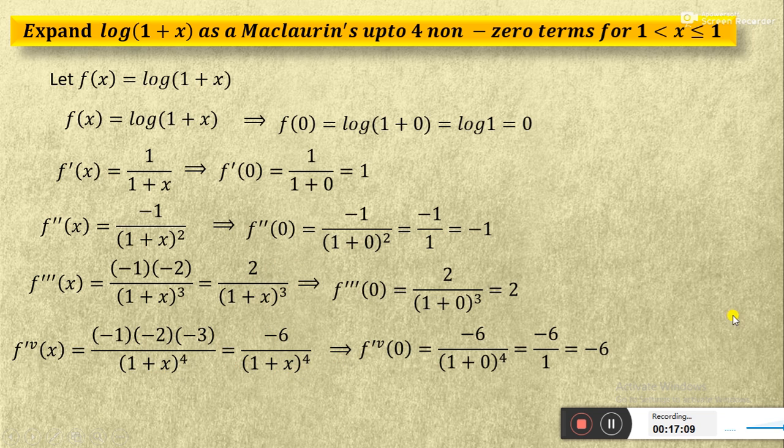Therefore the fourth derivative of 0 equals minus 6 by 1 plus 0 whole power 4. I substitute x equal to 0, so this is minus 6. So f of 0 is 0, f dash of 0 is 1, f double dash of 0 is minus 1, f triple dash of 0 is 2, and the fourth derivative of 0 is minus 6.